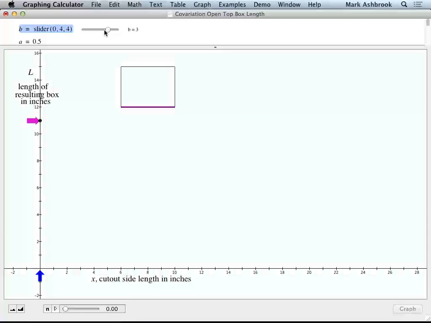Okay, so how can I show that change from that point? How can I show that change in the cutout length? How can I display on the graph a change of the cutout length of 0.5 inches? Jessica, here I am at 0 cutout length and 11 inches. How can I display on the graph that I'm going to increase the size of the cutout length by 0.5 inches?